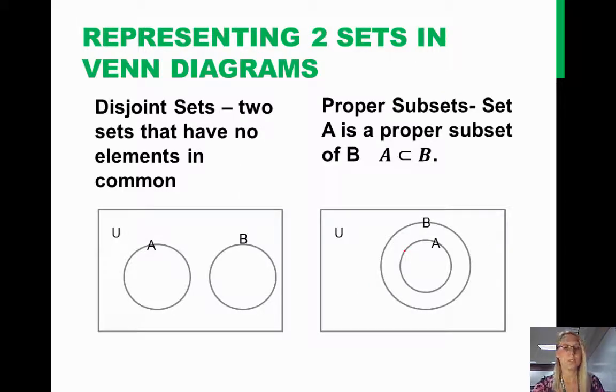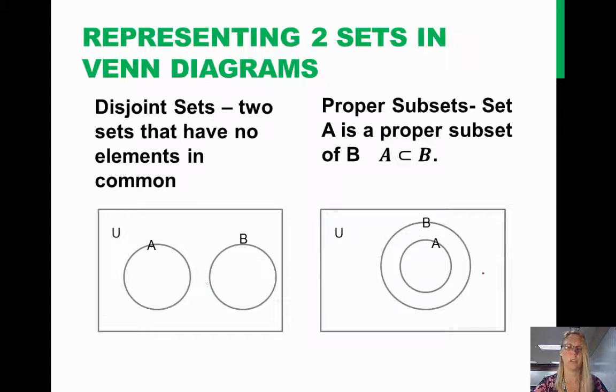Let's represent two sets in Venn diagrams. There are 4 different ways of representing them. The first one is a disjoint set. This is when we have two sets inside the universe that have nothing in common. So they're completely separate from each other and they do not touch.